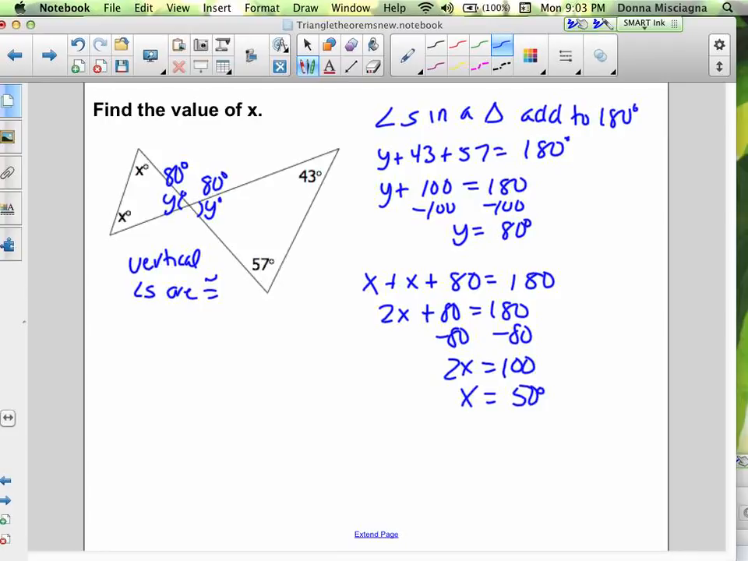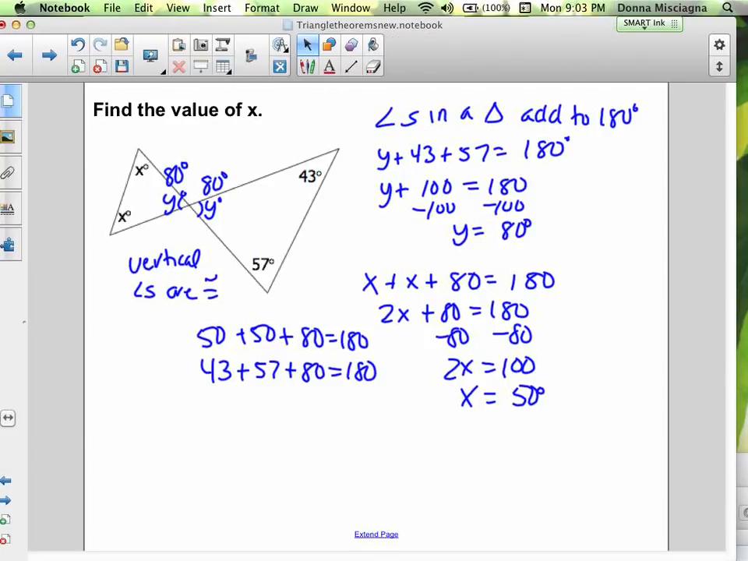And notice that 50 plus 80 equals 130, and so does 43 plus 57 plus 80 also adds up to 180, because we know all the angles in a triangle always add to 180.